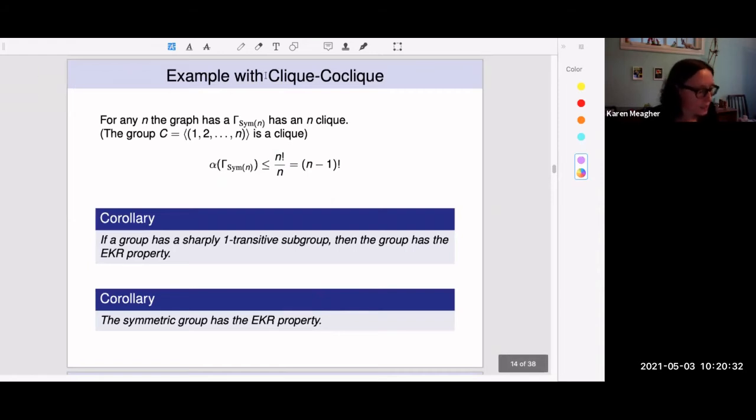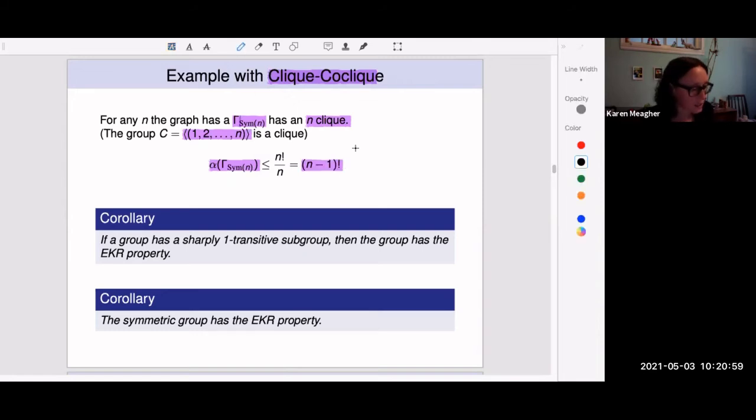Okay, here's an easy example with the clique-co-clique bound. If I'm holding on to the symmetric group and I make its derangement graph, it's going to have an n-clique. So if I just take the cycle 1 up to n, take the subgroup generated by that, that's going to be a clique. And that tells us that the maximum co-clique in the symmetric group is no bigger than the number of vertices divided by the size of the clique, (n-1)!. So this is exactly the size of our canonical guys.